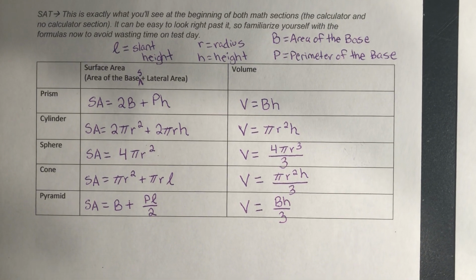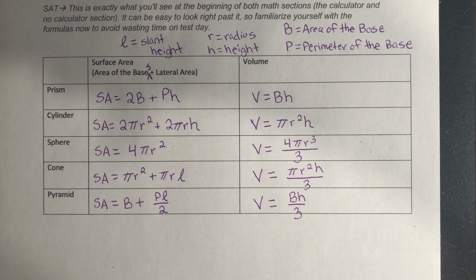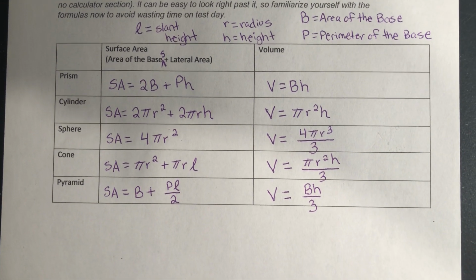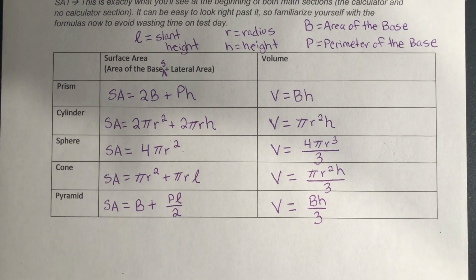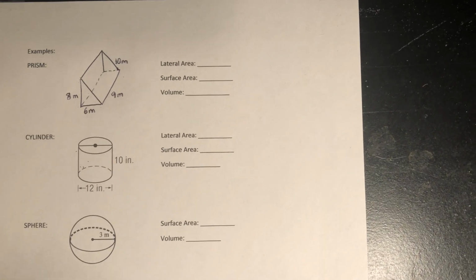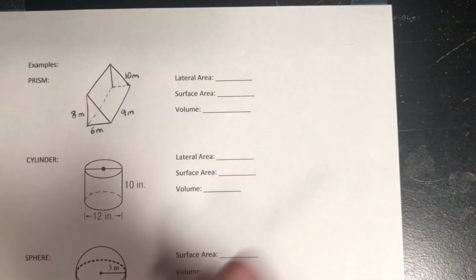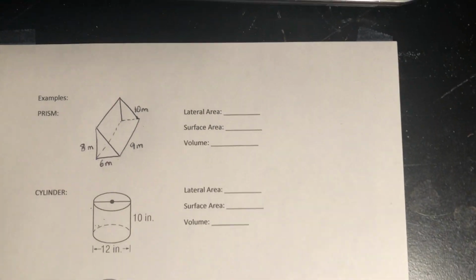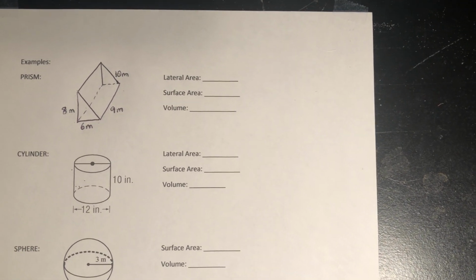So here you go, you can screenshot this right here for all of your formulas. Everything that we're going to be looking at for our examples is going to be based off of these formulas. Coming over to our examples, we need to first identify what it is that we know. We need to find lateral area, surface area, and volume for every single one of these shapes. For you guys, this is going to be part of your skill checks. You're going to be finding one of these things for every one.